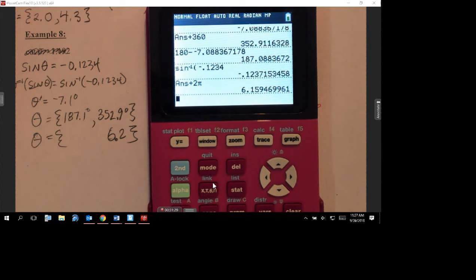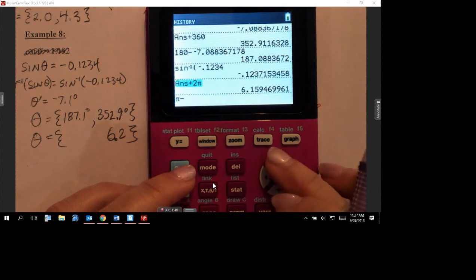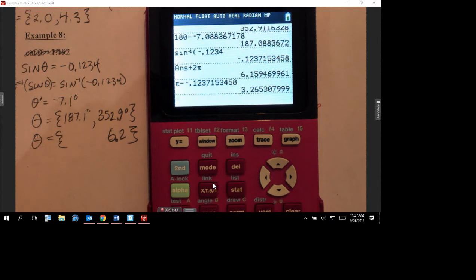And then remember what we had done was take 180 and then we added the 7, or minus the negative 7. So I'm going to do the same thing. I'm going to take pi and then just add the opposite of that. 3.3. Yeah, I just brought the negative down with it.